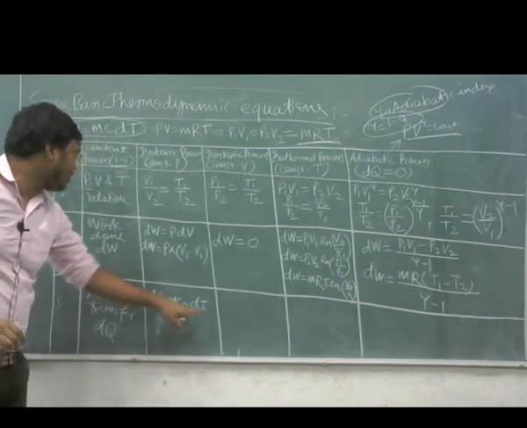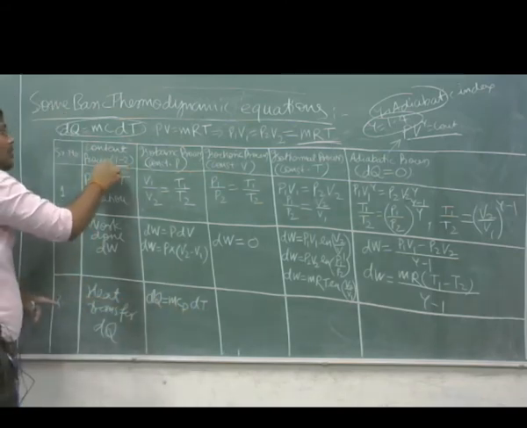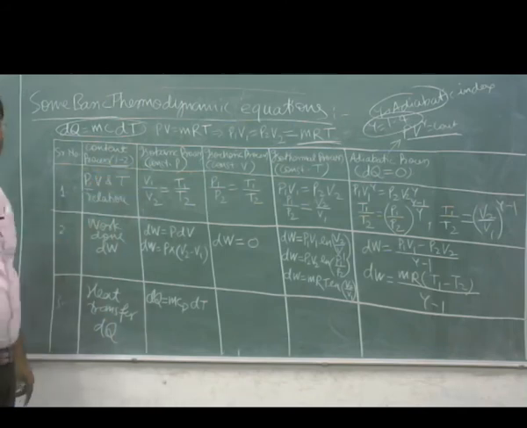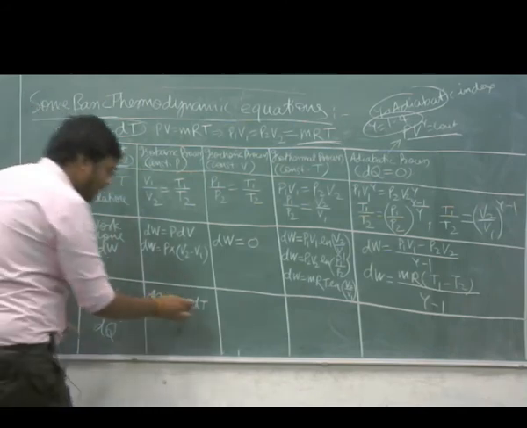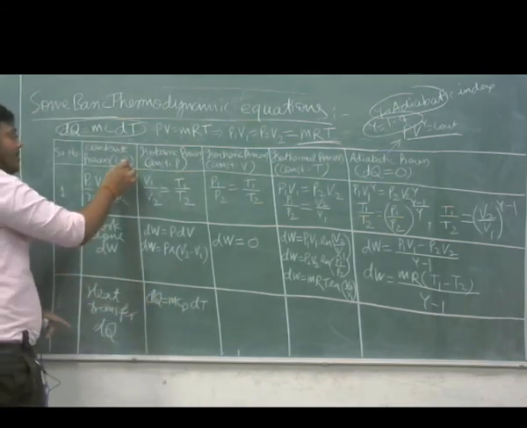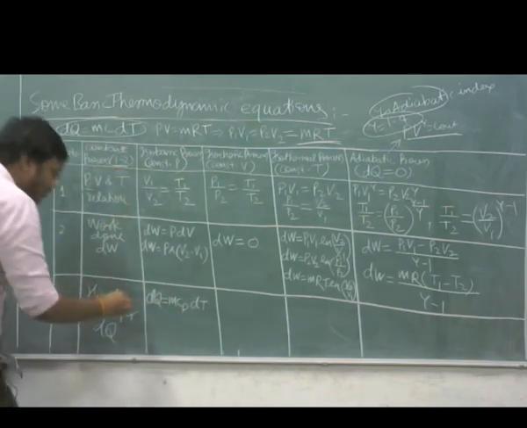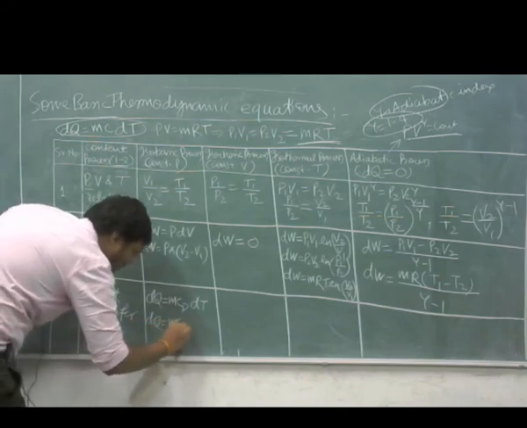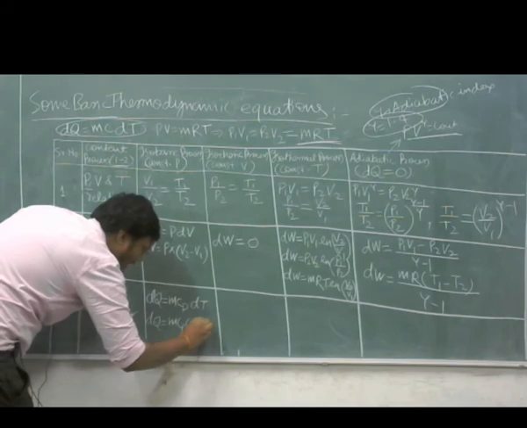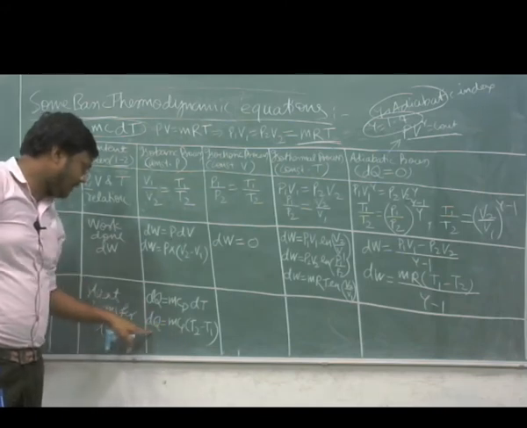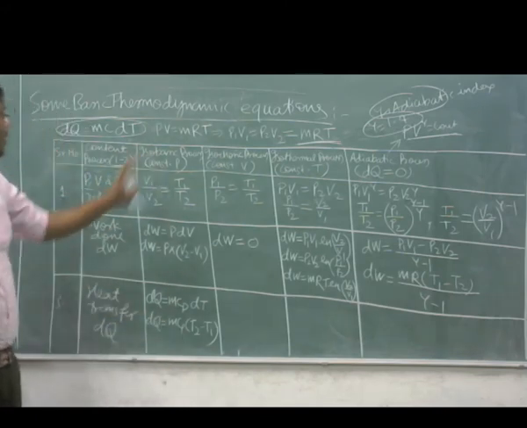We are talking about the process between point 1 and 2. So what will be the temperature between point 1 and 2? T1 and T2. And we are talking about the difference. So what will be the difference? Final temperature minus initial temperature. So we can write this: dQ is equal to m Cp (T2 minus T1). So this will be the formula for heat transfer for isobaric process.